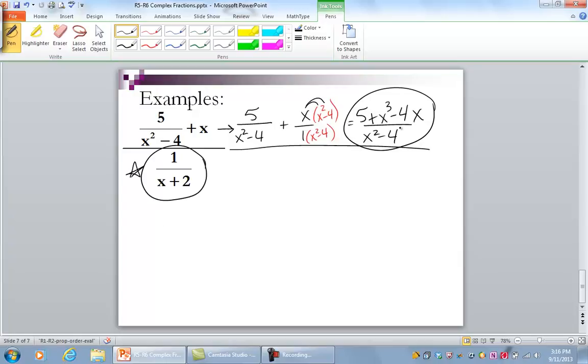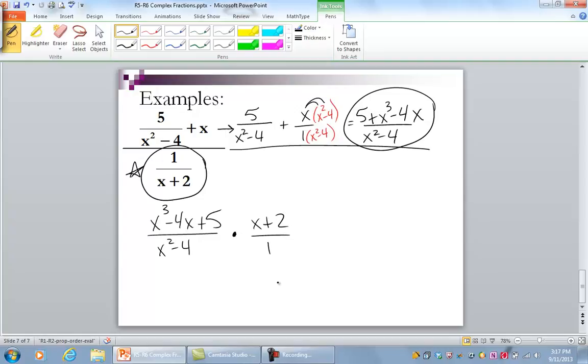I'm going to rewrite this so it's in descending order, the numerator up here. I'm going to write it as x to the third minus 4x, and it's a positive 5, so plus 5, over x squared minus 4 times, and we have to flip the denominator. And again, the denominator didn't need any work, so that was good. x plus 2 over 1.